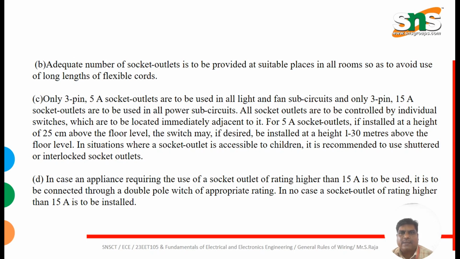For 5 ampere socket outlets, if installed at a height of 25 cm above the floor level, the switch may, if desired, be installed at a height of 1.30 meters above the floor level. In situations where a socket outlet is accessible to children, it is recommended to use shuttered or interlocked socket outlets. In case an appliance requires a socket outlet of rating higher than 50 amperes, it is to be connected through a double pole switch of appropriate rating. In no case is a socket outlet of rating higher than 50 ampere to be installed.